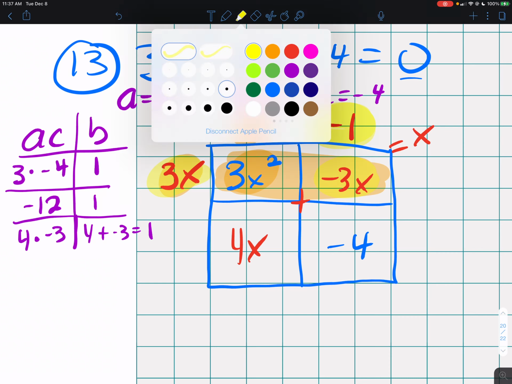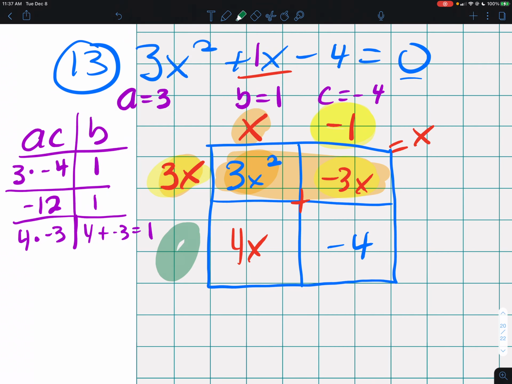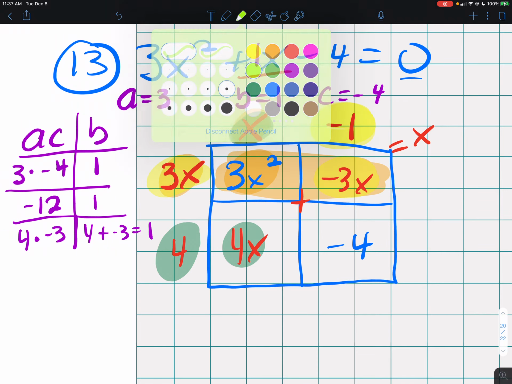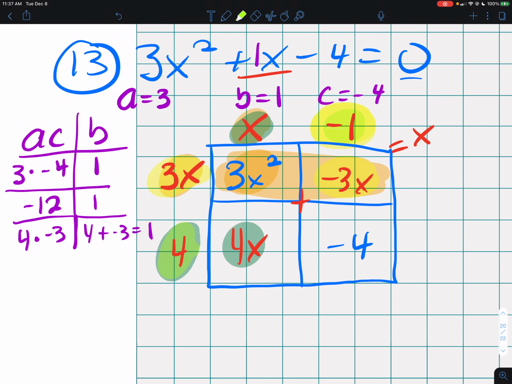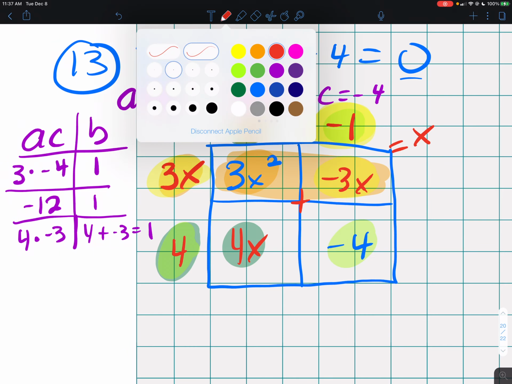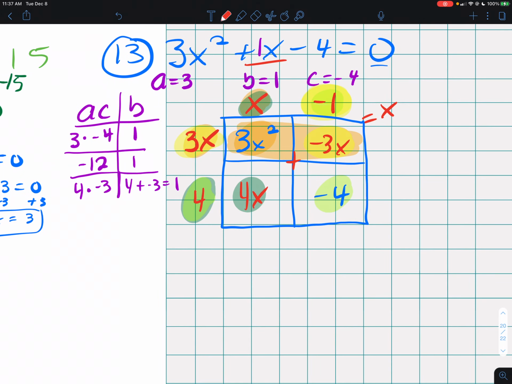And then on the bottom, what times x gives us 4x? Well, that has to be 4. And then we can check the last box by going 4 times -1 is indeed -4. So our factors are 3x plus 4 times x minus 1 equals 0.